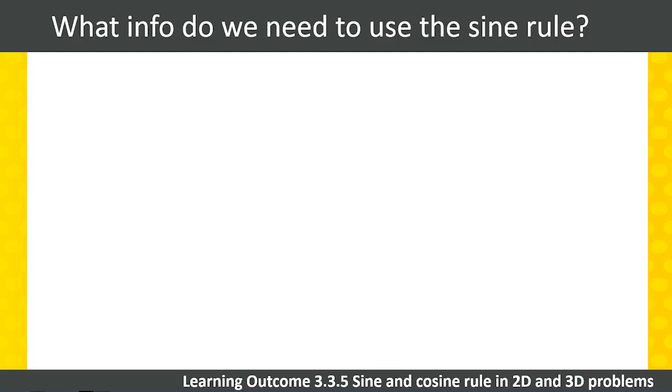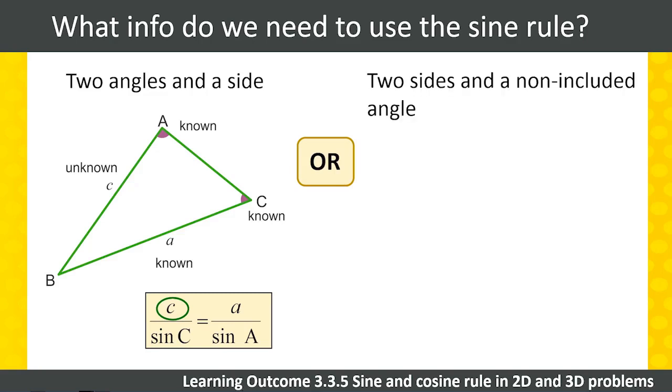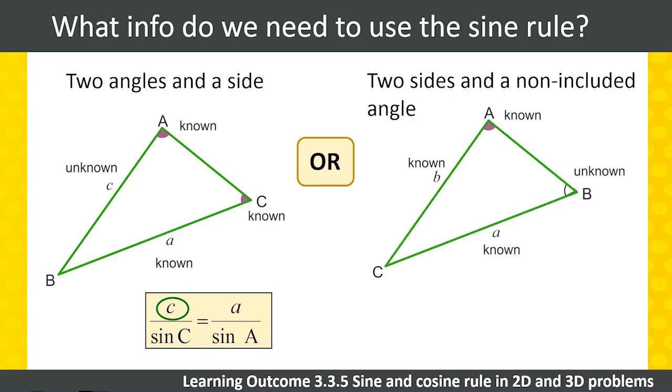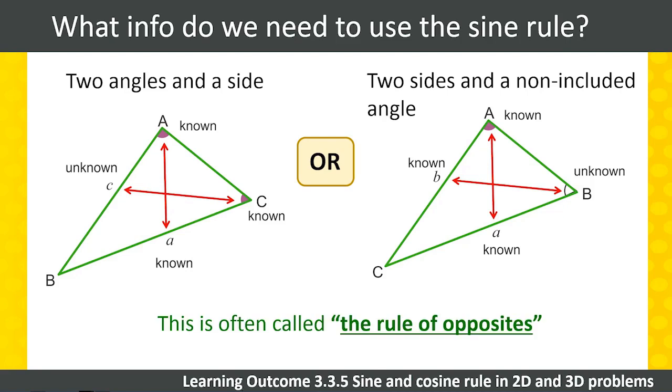Looking at this more closely, given 2 angles and 1 side, we can find the unknown side C with the sine rule, solving for C. Or, given 2 sides and a non-included angle, we can find the unknown angle B with the sine rule, solving for angle B. If you highlight the information given, you'll see it forms a cross shape on the triangles. The sine rule is often called the rule of opposites, as we mentioned earlier.